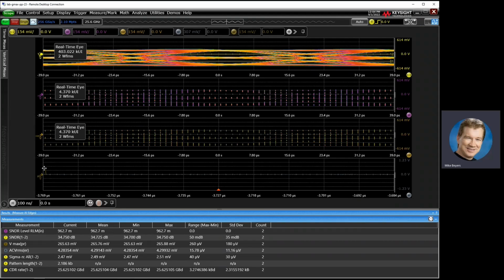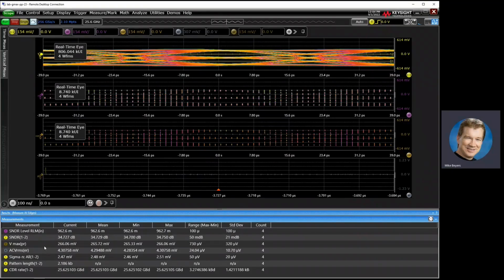So again, from measuring that, we get Pmax, we get sigma E, we get sigma N off of the original waveform. And here you see a 96% RLM measurement, as well as a 34.7 dB SNDR measurement.